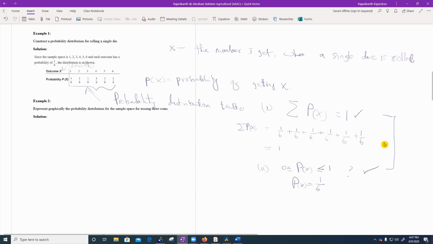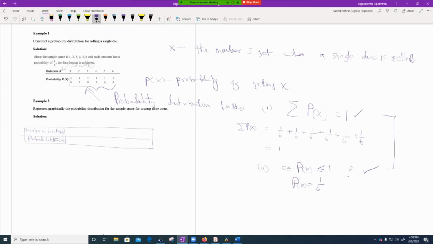Okay, so now look at this example 2. Represent graphically the probability distribution for the sample space for tossing 3 coins. So you need to, first of all, find the probability distribution for tossing 3 coins. Okay. So now, when you toss 3 coins, we are looking for what? I'm making a probability distribution here. So the number of heads is my variable here.